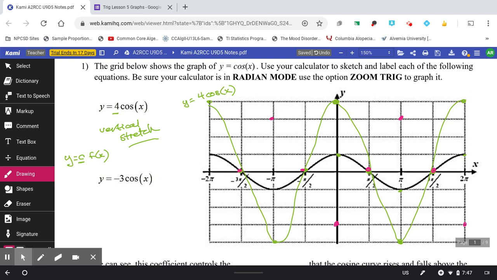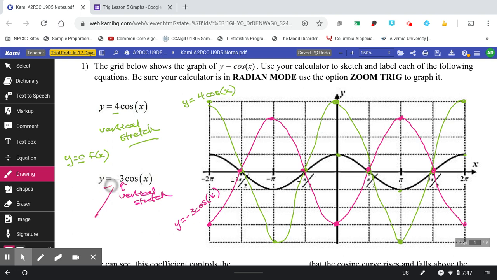Now notice how I graph. I graph by placing the points first and then tracing the graph. You want to make sure that you're exact, that you are going through those points. So you want to make sure you graph the points first. So y equals -3 cosine of x. That 3 still vertically stretched it.